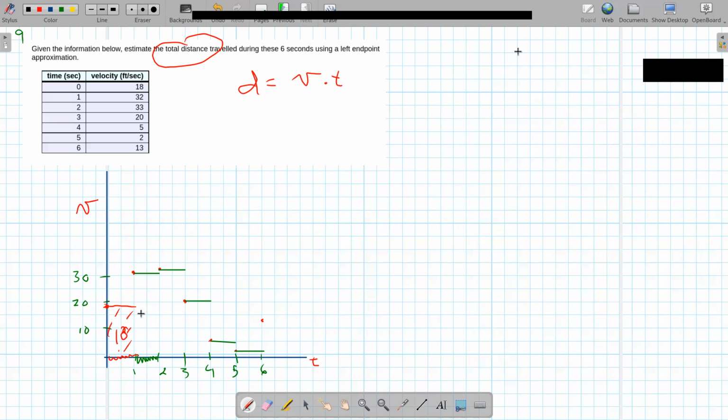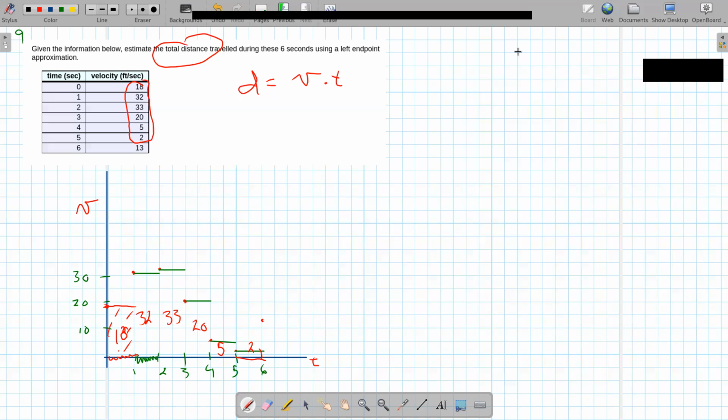This distance here is going to be 32, and the distance here is going to be 33, and the distance here is going to be 20. This distance is 5, and the final distance here is 2, because this rectangle is 1 by 2. So it turns out I want to add up these numbers right here to get the total distance covered.